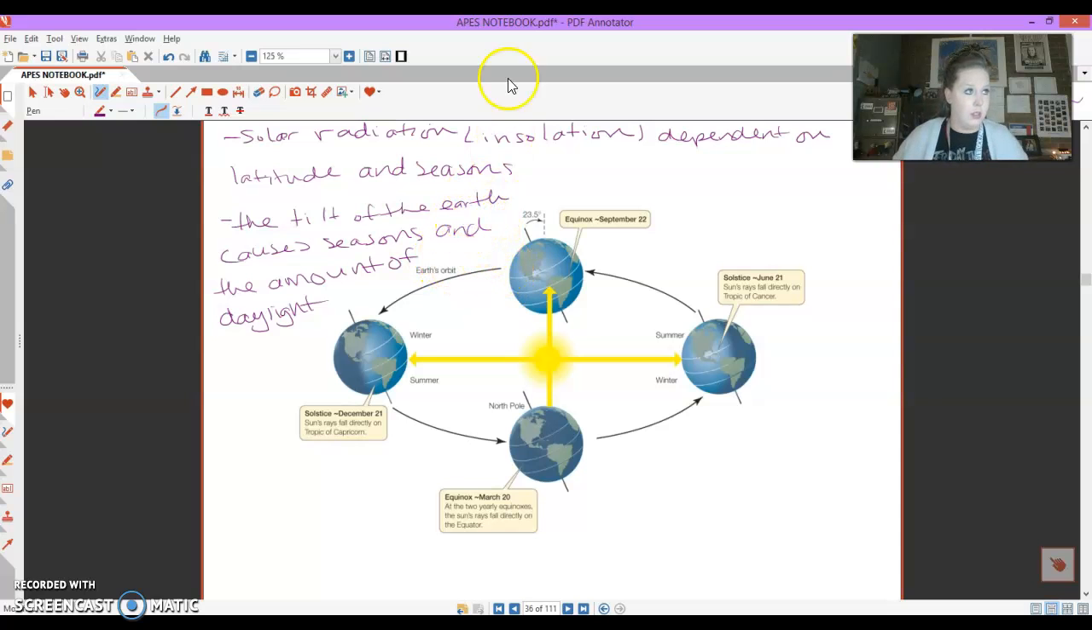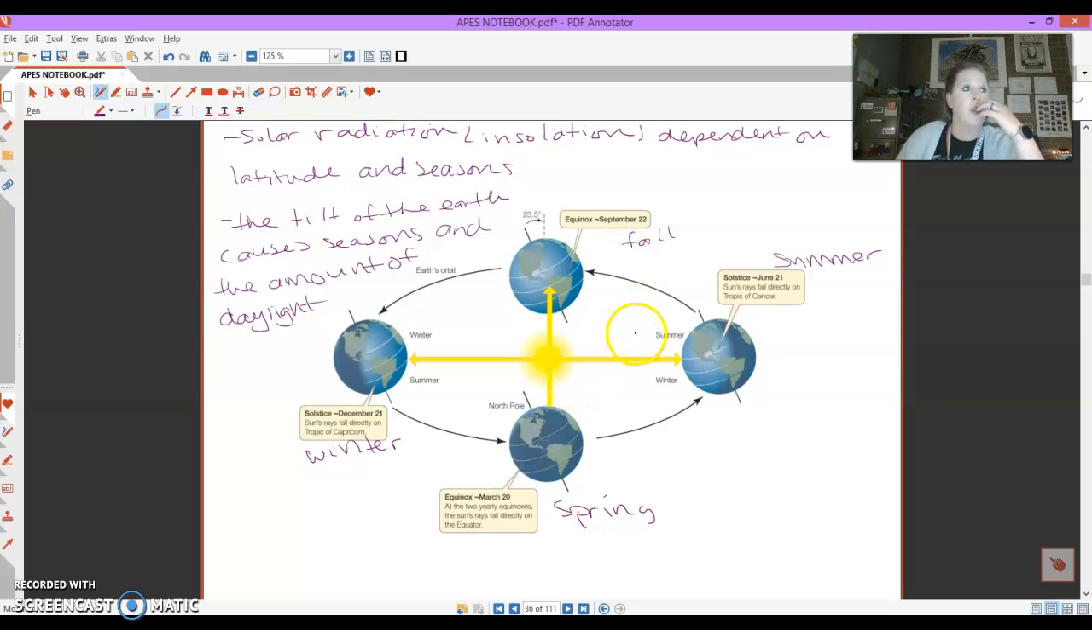So let's look right here. So September, this is going to be fall, winter, spring, summer. So these dates you see on here, those are the first days of each season. Okay, and it all depends on the position of, or the tilt of the earth.